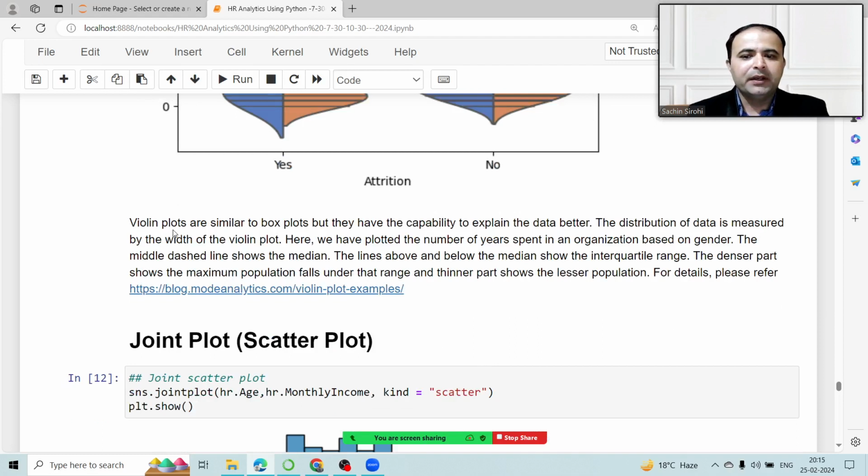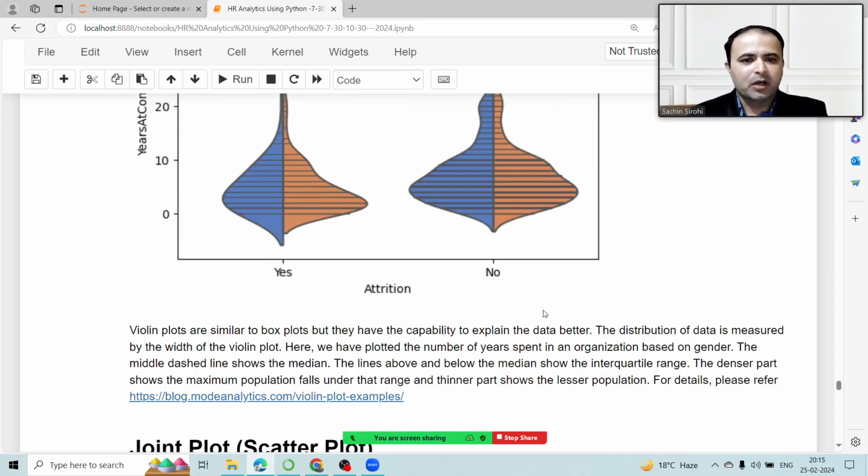Now violin plots are similar to box plots, but they have the capability to explain the data better. It has the same box plot capability, but the distribution of the data is measured with the violin plot, so you can measure the data according to the width. Here we have plotted the number of years spent in the organization based on gender. The middle dash shows the median, obviously, and below the median shows the interquartile range. We know very well what the interquartile range is.